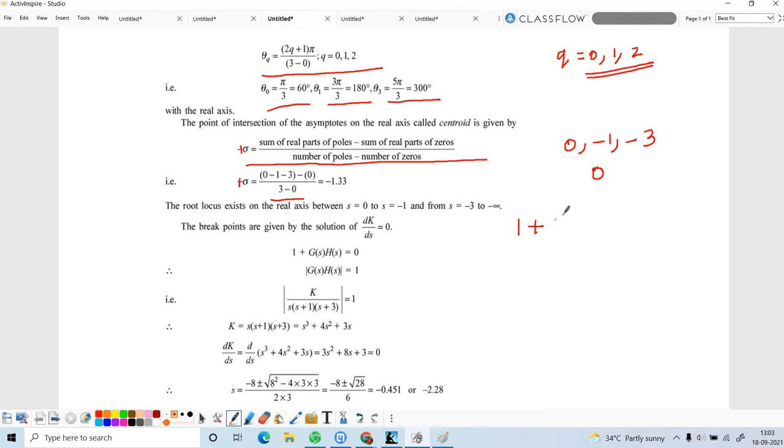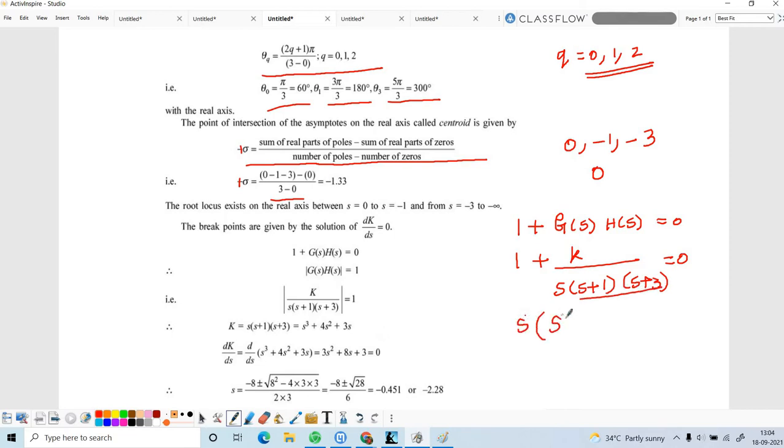So first of all, we are going to take 1 plus G(s)H(s) equal to 0. 1 plus K divided by s(s plus 1)(s plus 3) equal to 0. From this, how to expand s(s plus 1)(s plus 3)? So s squared plus, adding 1 plus 3, that is 4s, plus 3, 1 into 3, equal to 0. K plus.